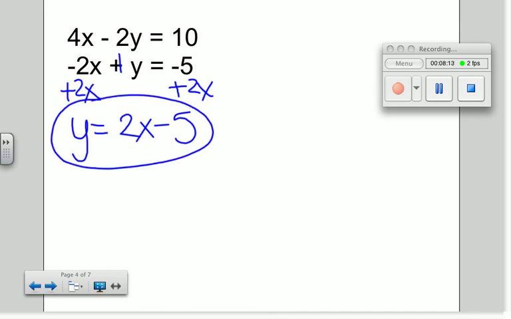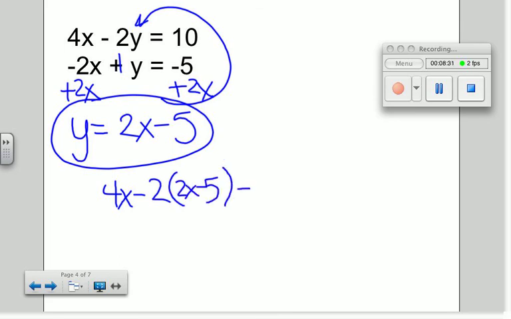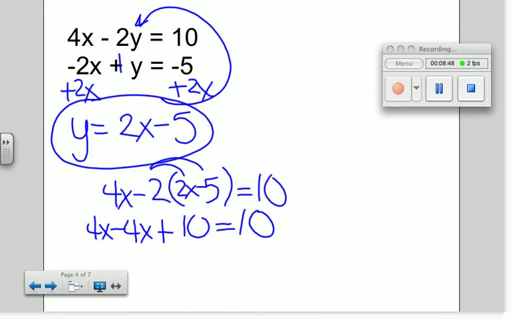So we have our equation in terms of y equals. Substitute it into the top. Always substitute it into the other equation you didn't work with. So in this case, we have 4x minus 2 times 2x minus 5 equals 10. Distribute. 4x minus 4x, and plus 10, because a negative 2 times a negative 5 is a positive 10. The x terms cancel out. This time, we're left with two numbers, but they equal each other.